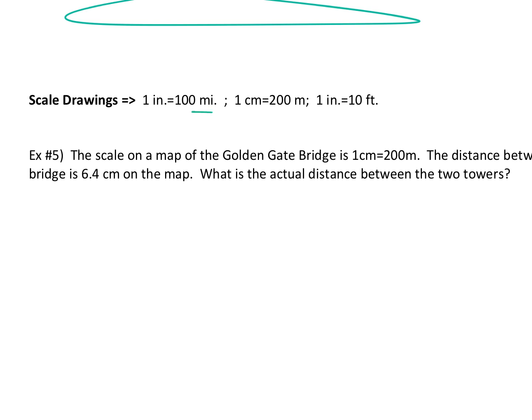So, for instance, you could have a scale where 1 inch represents 100 miles, right? On a map of the world, maybe. That would still be a pretty big map. Anyway, you get the idea. Does that make sense? How you scale it down? 1 centimeter represents 200 meters, or 1 inch represents 10 feet, depending on how big or small the thing is that you're working with, okay?